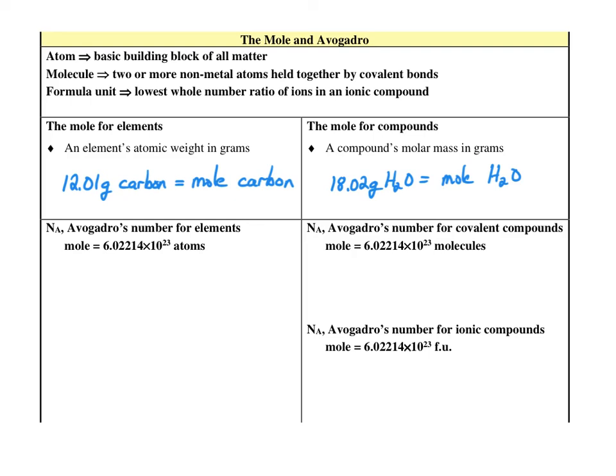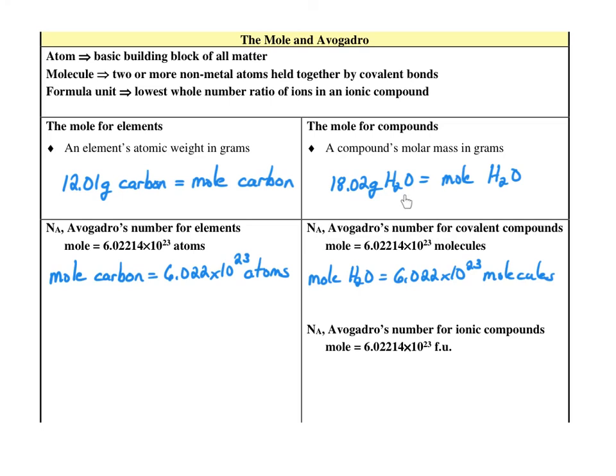Within that 1 mole of carbon, we have Avogadro's number of atoms. A mole of water is going to contain Avogadro's number of molecules. When we consider ionic compounds, the unit is formula units, so a mole of sodium chloride contains Avogadro's number of formula units.